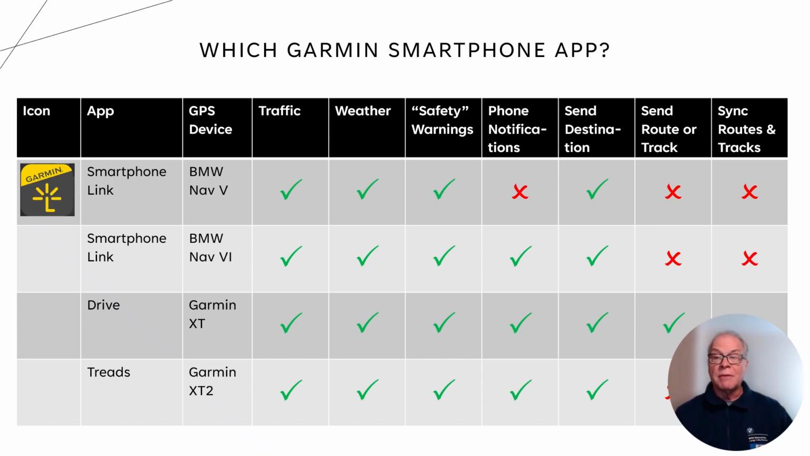If you have the Nav 6, you have one more thing that you can do. We can also have phone notifications show up directly on the Nav 6 screen so that you know when your wife or your boss wants to contact you. That's optional. You can disable that.